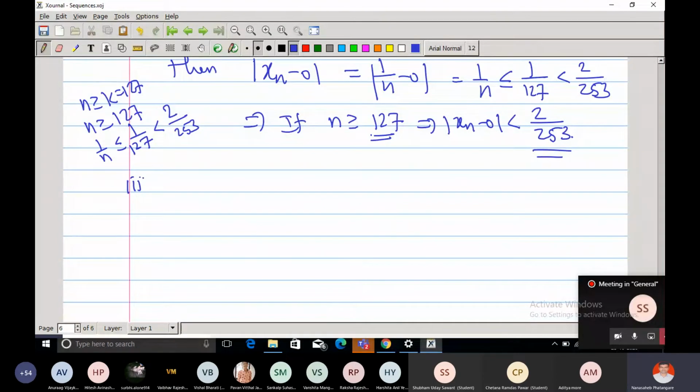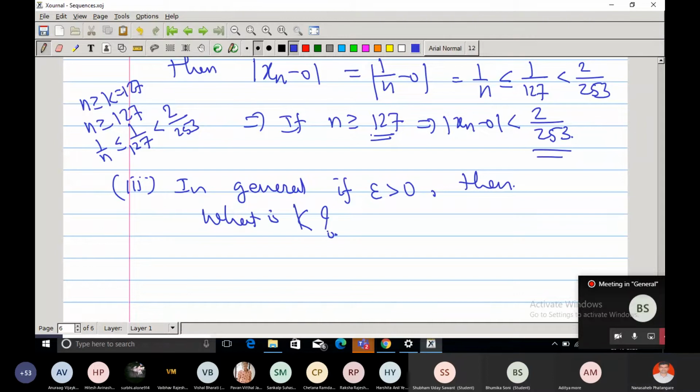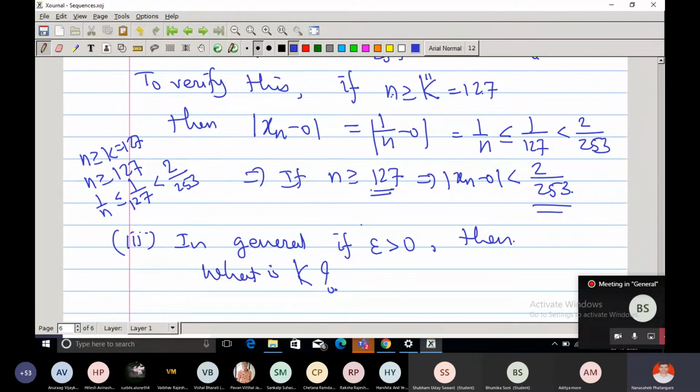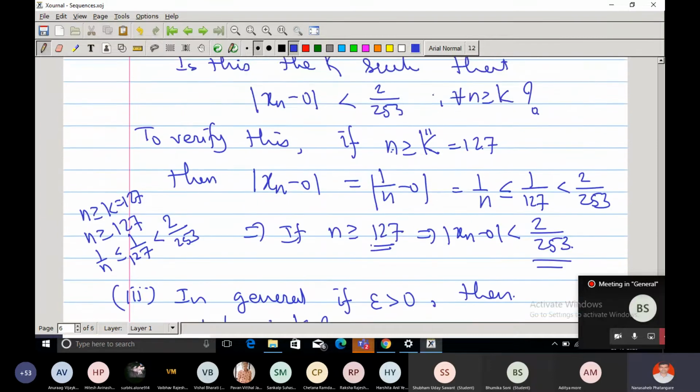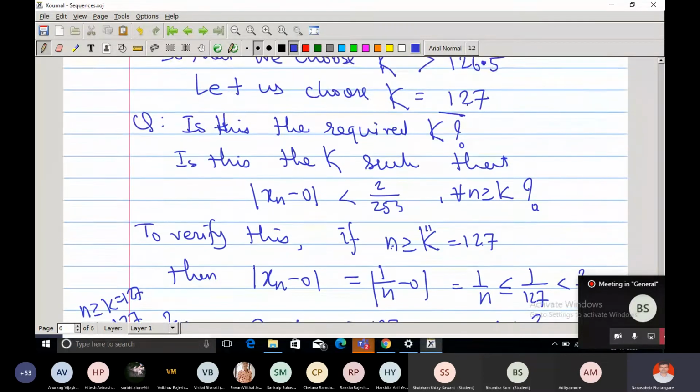So in general, if epsilon is given, whatever epsilon is, can you tell me k? Then what is k? Do you understand the question? The question is, for a particular epsilon I can easily produce k, right. What is k in general? But do you understand how I decided my k?